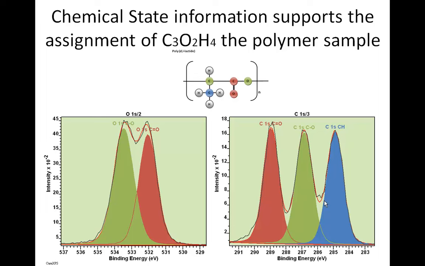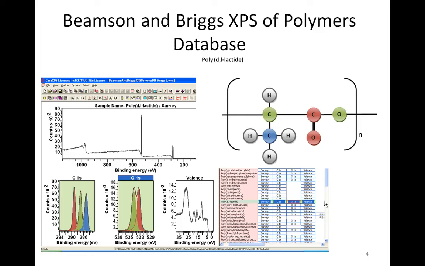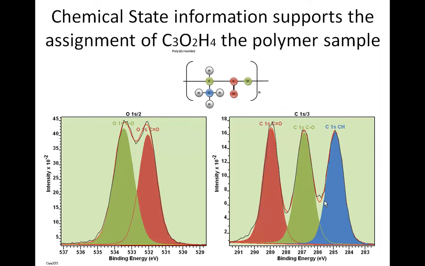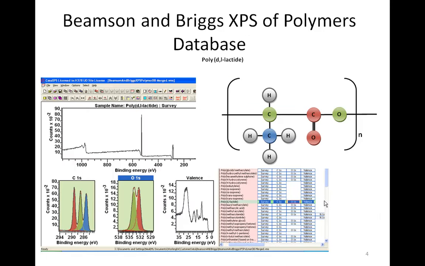But if you really want to feel confident, you should look at a database, and in this case we've got a well characterized polymer database by Beamson and Briggs, and if we look at their data, we can see that we have a very, very similar peak structure and organization to the Beamson and Briggs. So this is probably polylactide.